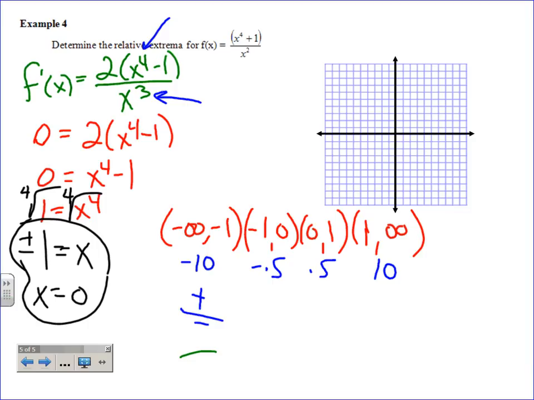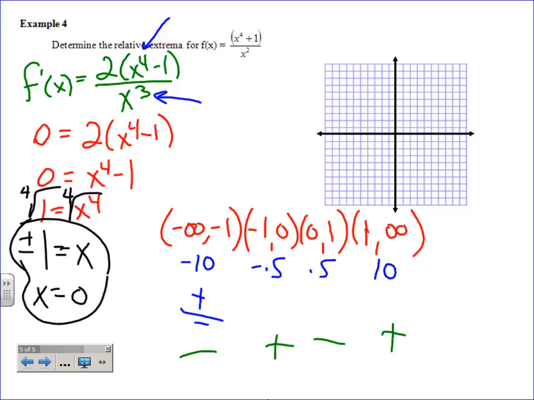Negative half it was, positive, negative, positive. Do not assume it will always alternate, because remember, critical values are places it possibly can change. If it always alternated, we wouldn't have to do this testing. We would find the first one and then just alternate it.